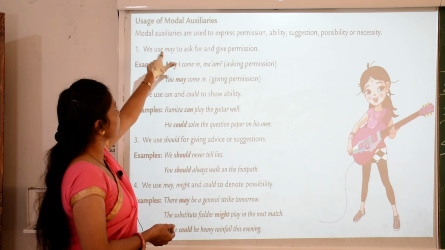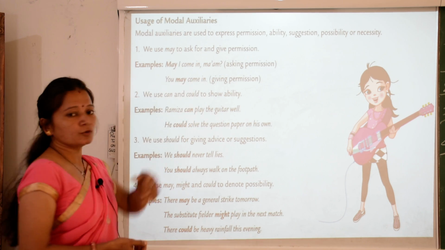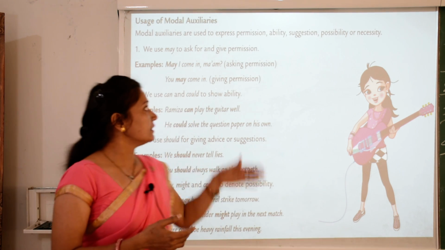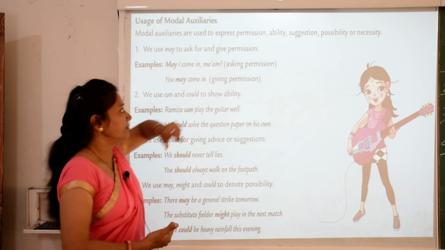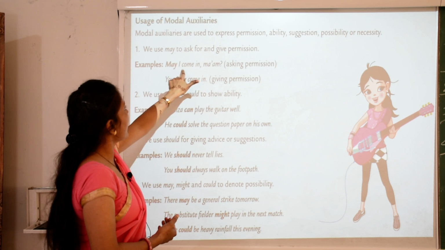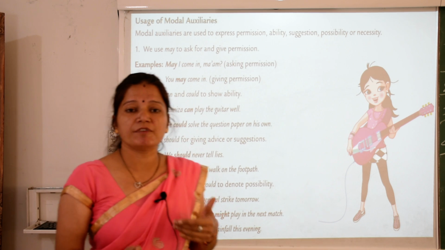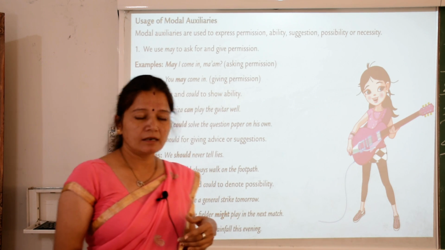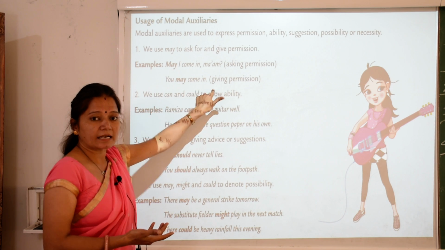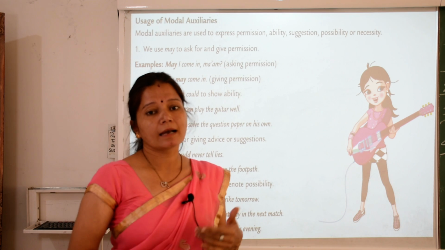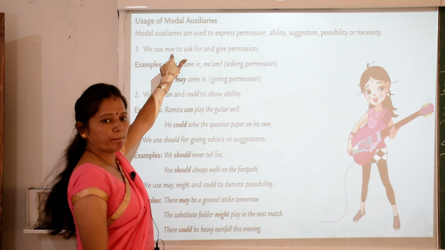The first is we use may to ask for and give permission. So why are we using may? We use may in a sentence for giving permission and for asking permission. Let's see the example. May I come in, ma'am? That is asking permission. When we ask permission, we always say may I come in. Next is you may come in. In this sentence they are giving permission. So for asking and giving permission we use may.